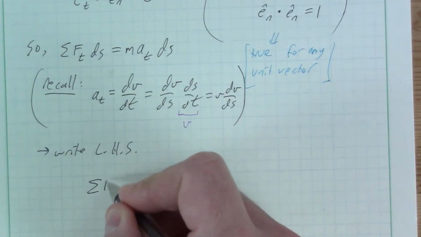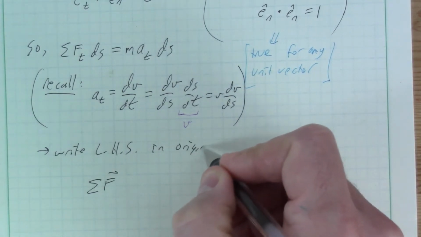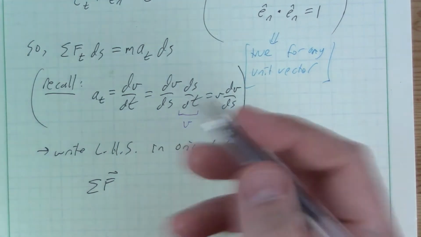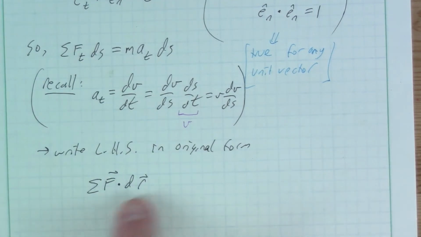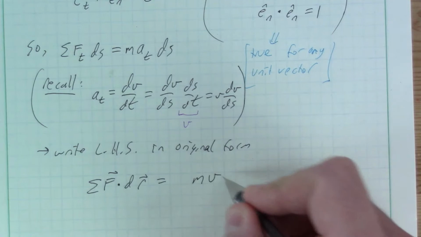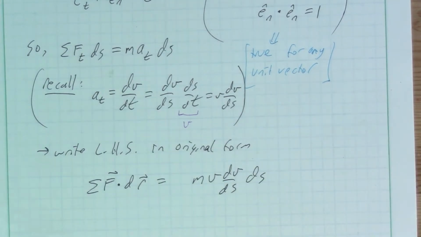So when we write the left-hand side in the original form and then apply this identity, or mathematical principle, this was the original form here, and now we have this equaling mass times v dv ds. The reason we're doing this is that this is now just a differential in terms of velocity.